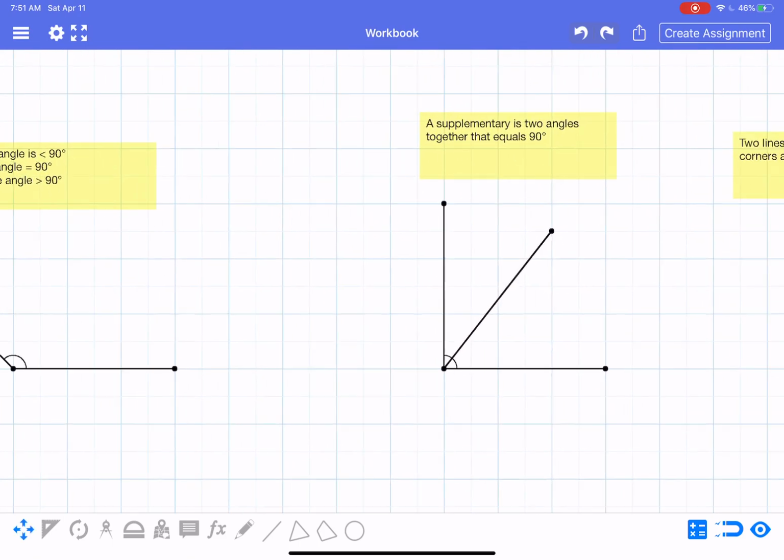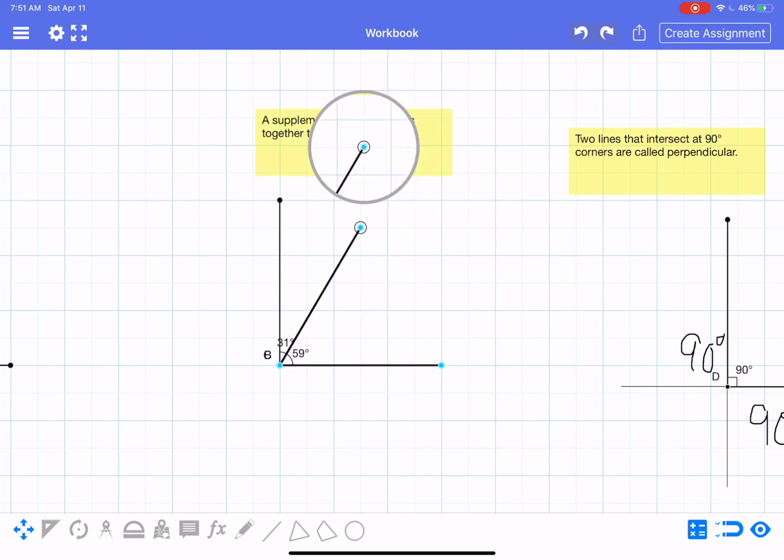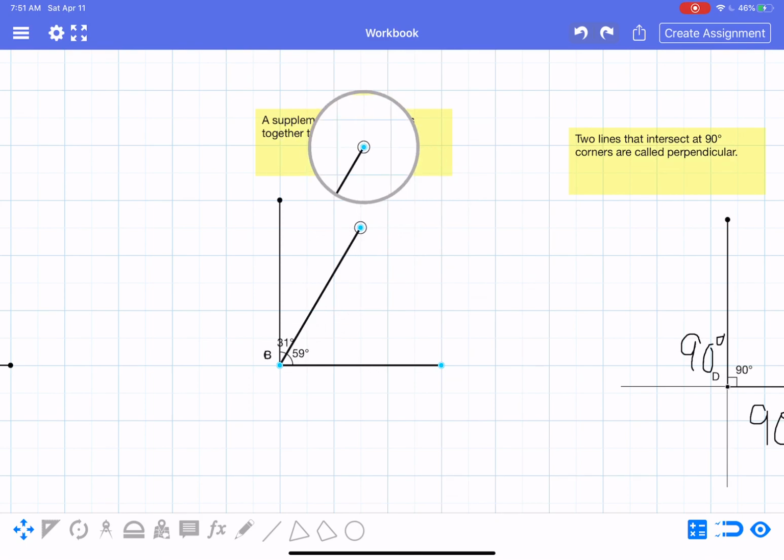We also looked at supplementary angles. So a supplementary, I should adjust that. A supplementary angle is two angles together that equal 90 degrees. So I can move this line as much as I want, 63 plus 27, 39 plus 51. It doesn't matter how much I move it. It's two angles that join together to equal 90 degrees, right? And 90 degrees is still the right angle.